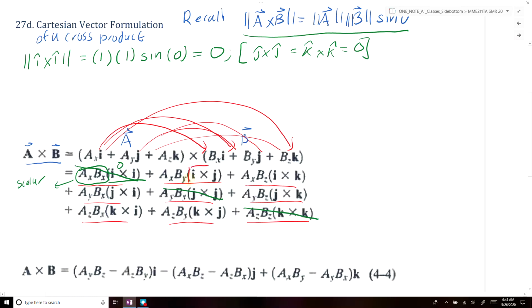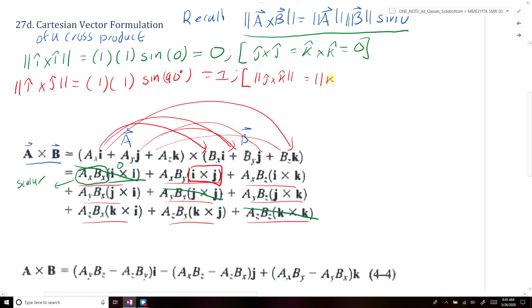Then for our other terms, like i cross j, if we figure out the magnitude of that cross product, it would be equal to 1 times 1, because the magnitudes of i and j are both equal to 1, and then the sine of the angle between them, which is 90 degrees. Sine of 90 degrees is also equal to 1. So the magnitude of j cross k is also going to be equal to the magnitude of k cross i. Those will all be equal to positive 1.